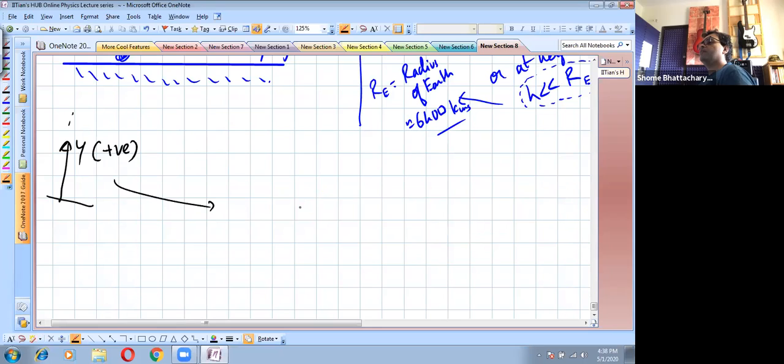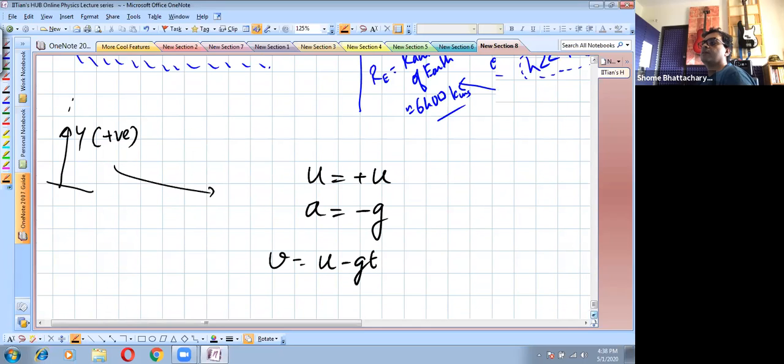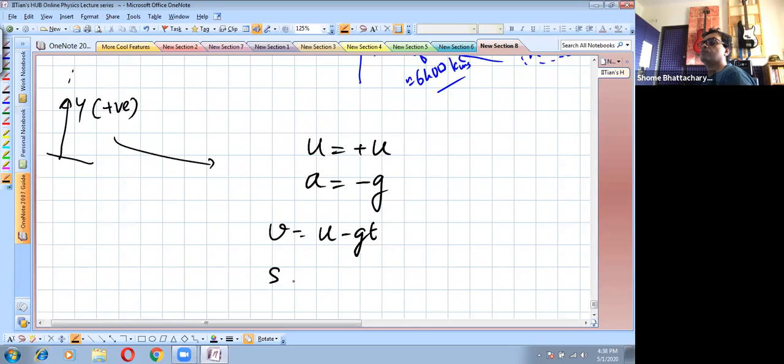So with that in mind, we will write our initial velocity with what kind of sign? We'll write it as plus u. But we'll write our acceleration with what kind of sign? Negative. Okay. And we'll use the equation that v is equal to u minus gt. Okay. And we'll use the equation that s is equal to ut minus half gt square. Okay. So these become the first two equations.